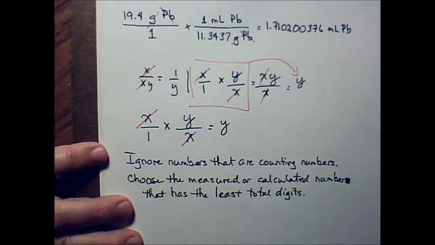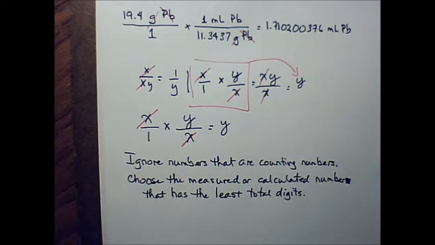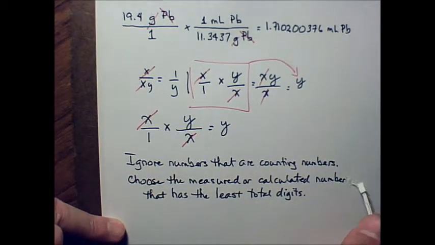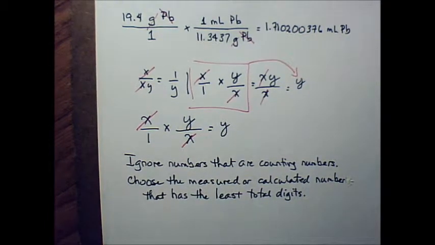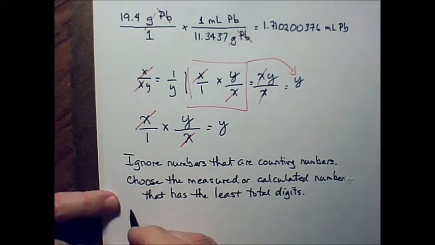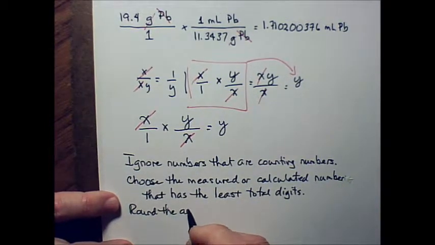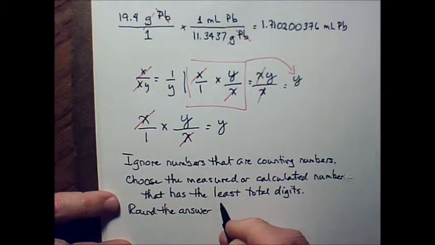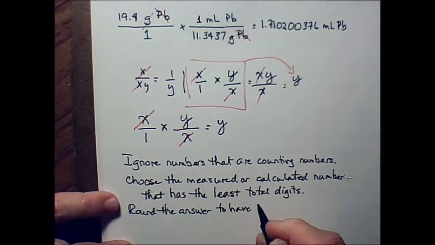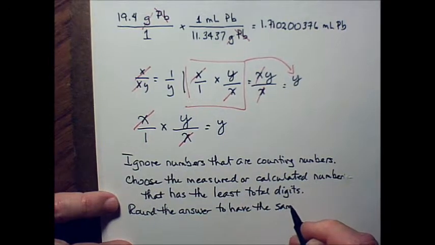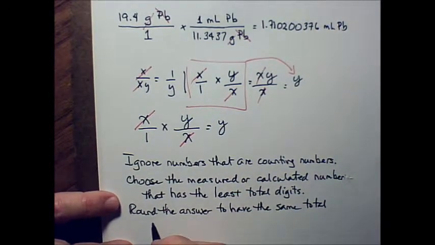Choose the measured or calculated number that has the least total digits. Okay, last step before we start actually rounding. Round the answer to have the same total digits.